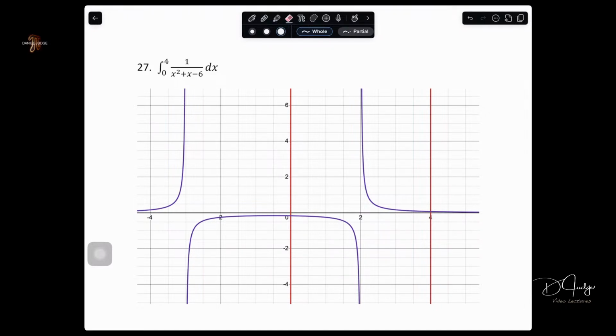Okay, we're going to work on problem number 27. And we're going to notice where this function is discontinuous.